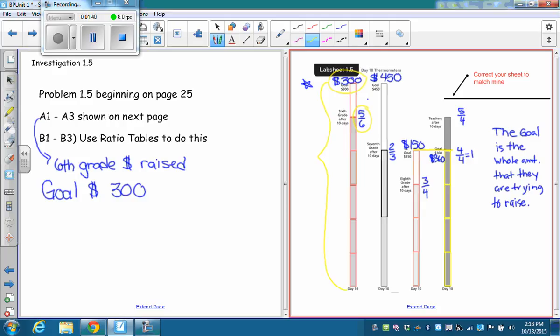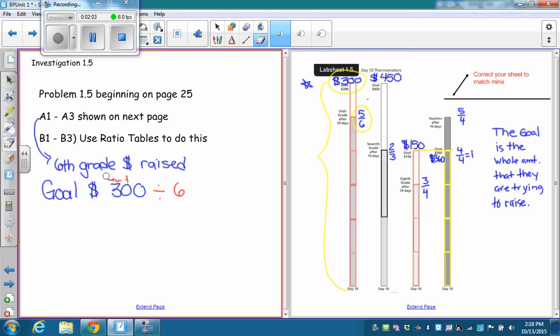And how many parts is the whole bar, Alice? You have to take your bar, because you want to divide it into 6 parts, because that's what your goal is divided into. So you're going to divide that into 6 parts. So you take the goal, which was the 300, and you're going to divide it by the parts below the goal. And so you need all 6 parts, and when you do that, you're going to get $50.